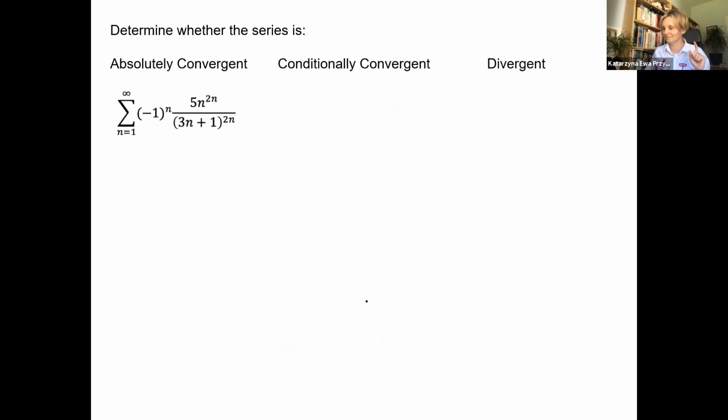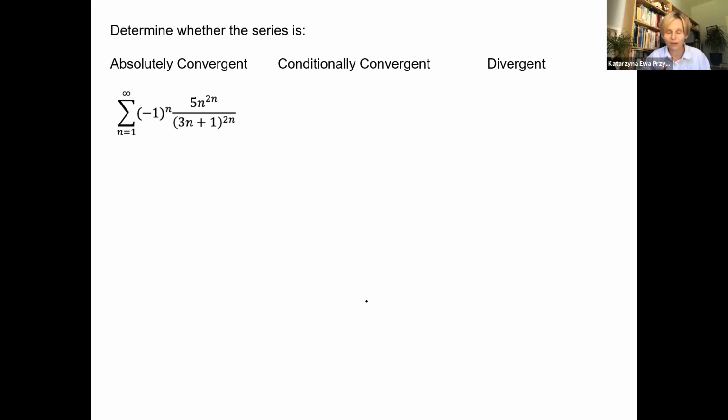Okay, it will be good. Let's see. Okay, this one. Absolutely convergent, conditionally convergent, or divergent? Looking at the formula, what test will you use? More AST. Okay, but let's think, because the formula is a little bit crazy. What formula can we use?